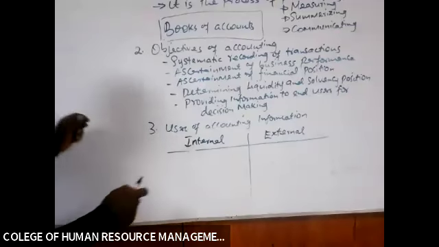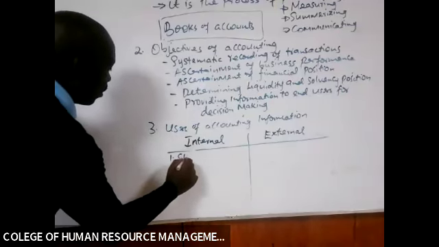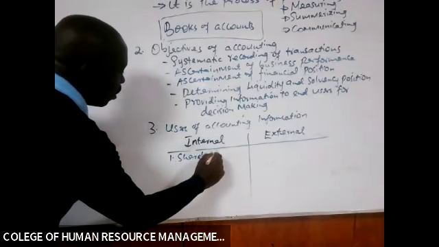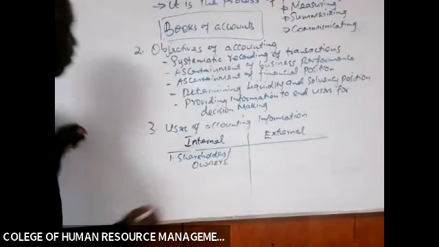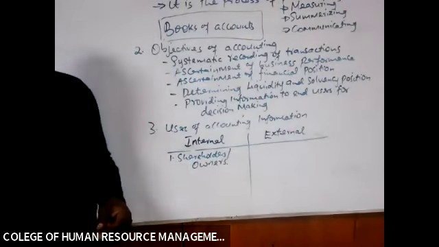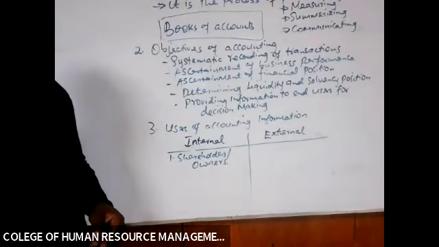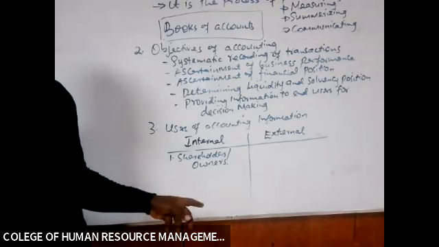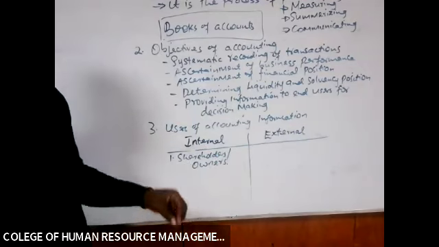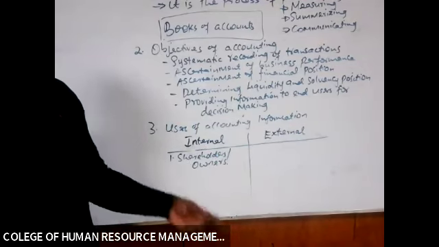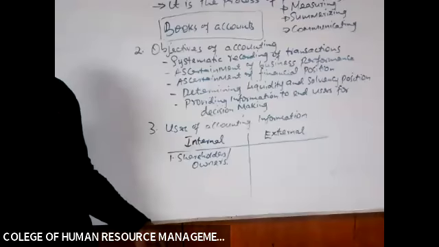One of these internal users are the shareholders. The shareholders are simply the owners of the business. They are internal users because they are just within the business. In this case, when this question is tested, they will simply ask you for the user and their financial needs. What do they need to know about the business? Why are they reading the books of accounts?